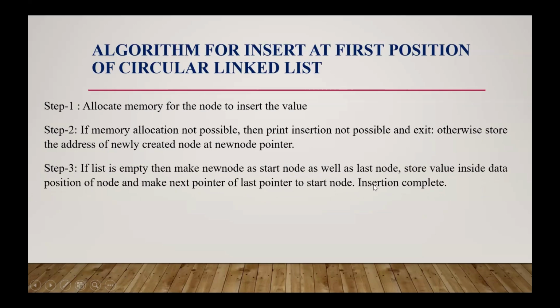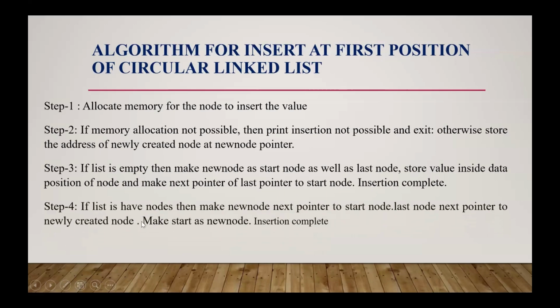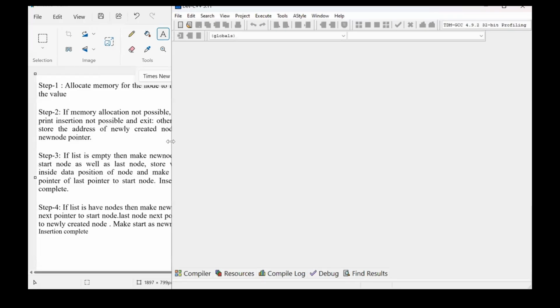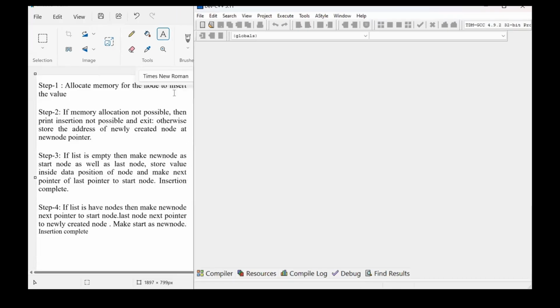Then our insertion is complete. If the list has more nodes, meaning it is not empty, then the new node's next pointer points to the start node, the last node's next pointer points to the newly created node, and we make start the new node. After that, our insertion is completed. This is the algorithm we have to follow.